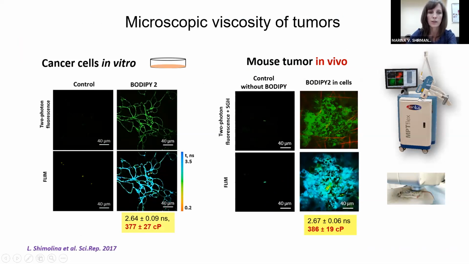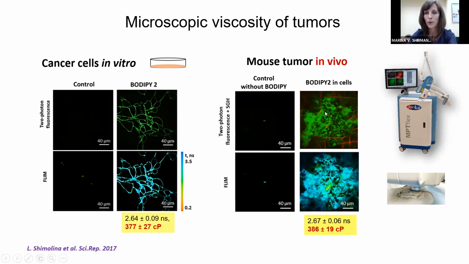You see here that the sensor is quite specific for plasma membranes. It stains plasma membranes perfectly. You see fluorescence only in the membranes. It looks good. But when you inject the sensor, the rotor, into mice, it accumulates everywhere in the tissue. You don't see any structure clearly, but the fluorescence lifetime measured in vitro and in vivo is quite the same.